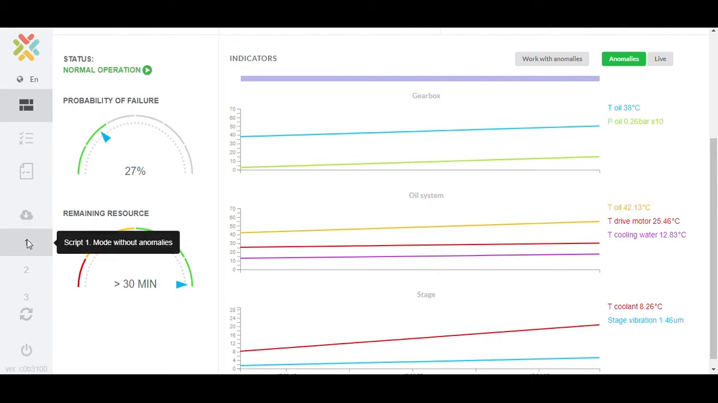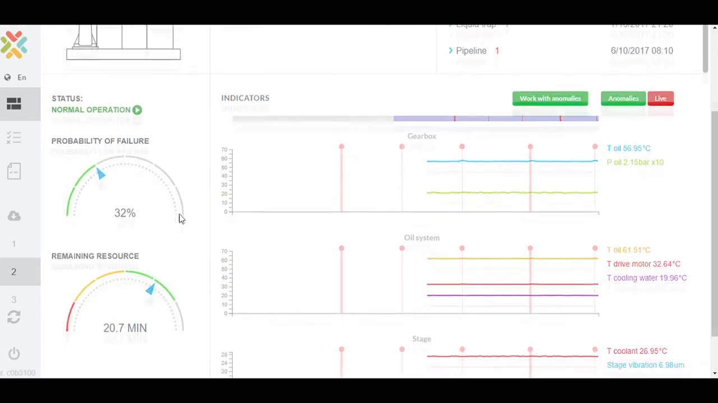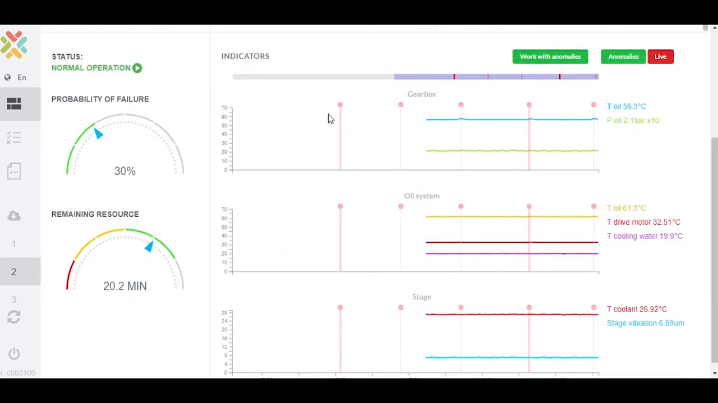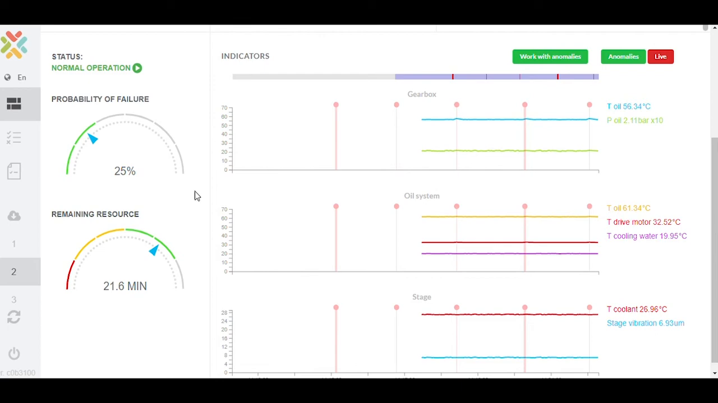Operating mode without anomalies. The equipment operates without defects. Mode with anomalies. Here we see the development of a defect in structural elements. The parameters deviate within the allowed values, but abnormal operation arises. The probability of failure and the remaining resource are recalculated.